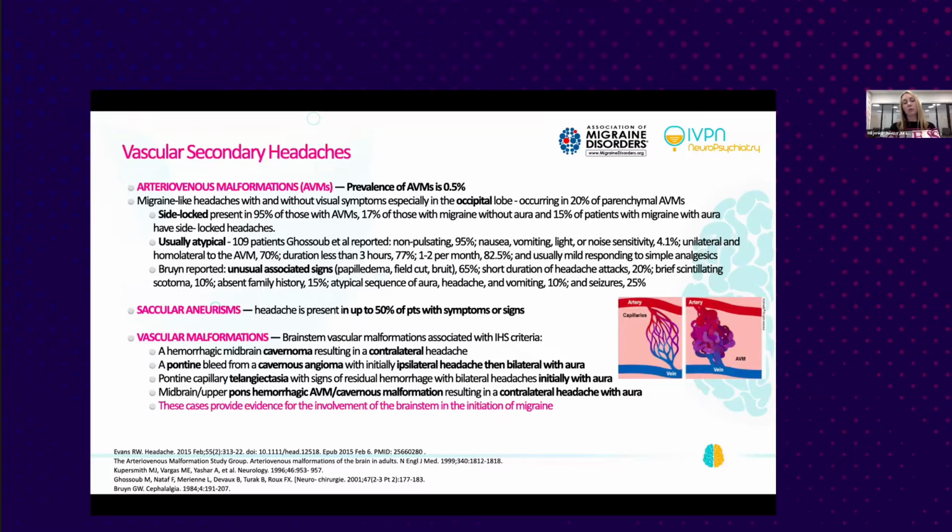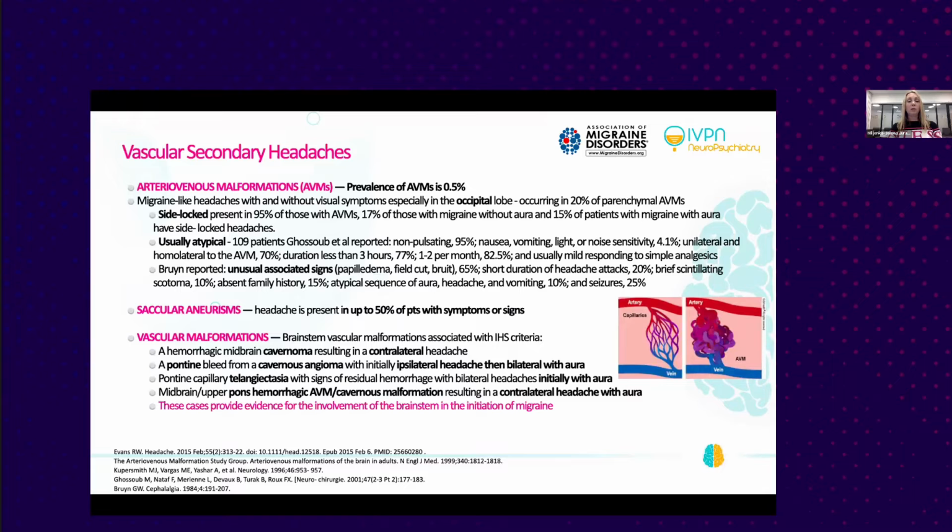What can we say about aneurysms? Well, aneurysms are not that uncommon these days, and the most important ones are those that are saccular. Why? Because they have a compressive effect on the surrounding tissue. And if they are symptomatic, headache will present in up to 50% of patients.